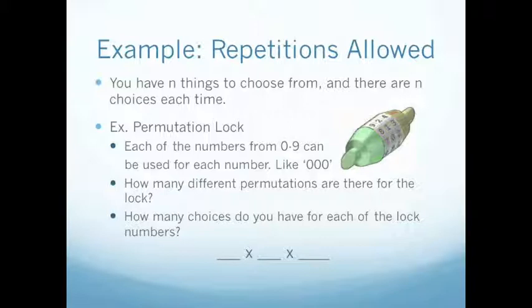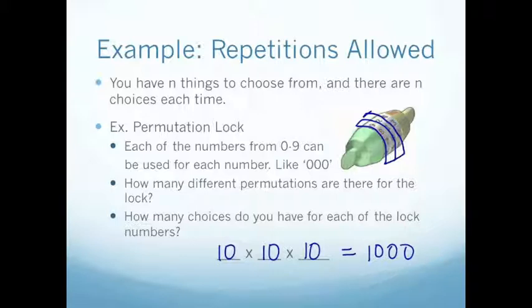Okay, so let's look again. We have the first position here. How many choices do we have? Okay, we have 0 to 9. That's 10 choices. For the second position here, we again have 0 to 9. That's another 10. And similarly for the last one. So in total, for a permutation lock, we have 1,000 different combinations possible.